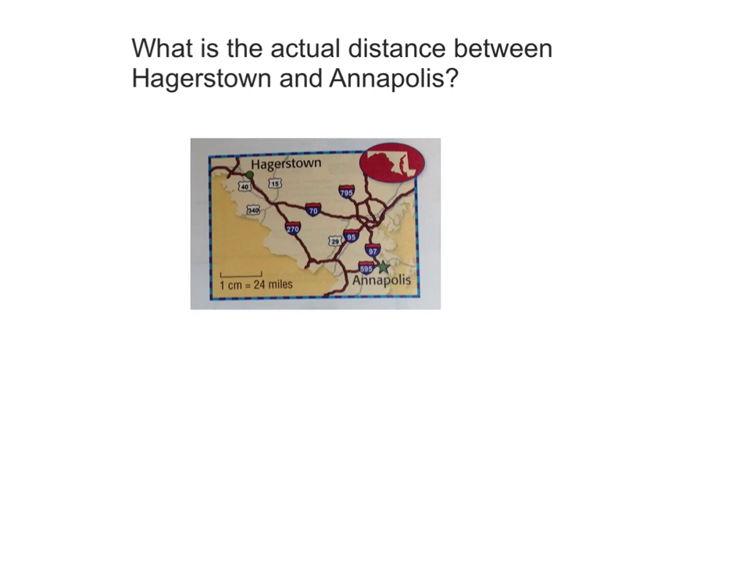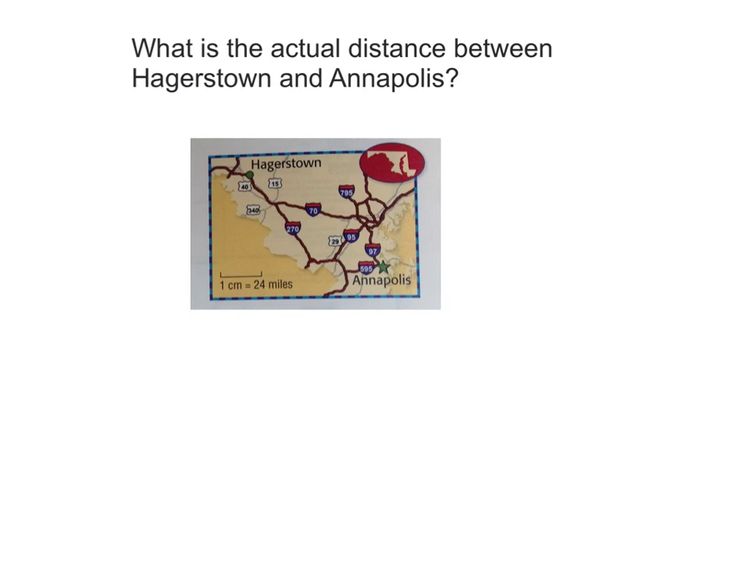So a very common place that you'll find a scale, like you see right here, is when you're working with maps. And I took this map here from the math book. And so we can see the scale here. For every 1 centimeter, that equals, in reality, 24 miles. So the question in the book asked, what's the actual distance between Hagerstown, right here, and Annapolis, right here?